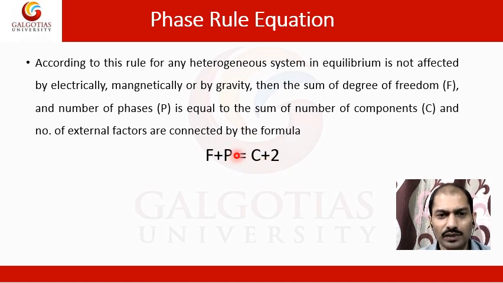So don't confuse this P with the pressure, that is separate. In the case of this formula, which is for a heterogeneous system in equilibrium that is not affected by electrical, magnetic, or gravitational forces, the sum of the degrees of freedom and the number of phases is equal to the number of components plus the number of external factors, connected by this common formula. So for degrees of freedom, you can just rearrange the formula, and you will get F = C - P + 2.